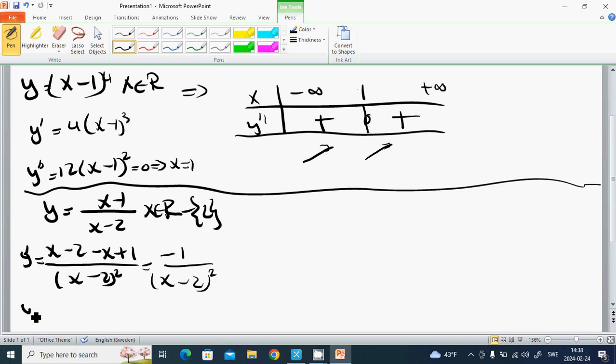And y double prime equals: derivative of this is 0 multiplied by that, minus derivative of this multiplied by that. Minus minus is plus, 2(x minus 2) divided by (x minus 2) power 4. And this one is always positive. Then it hasn't any concave or convex. It's an increasing function. It's the same as here.